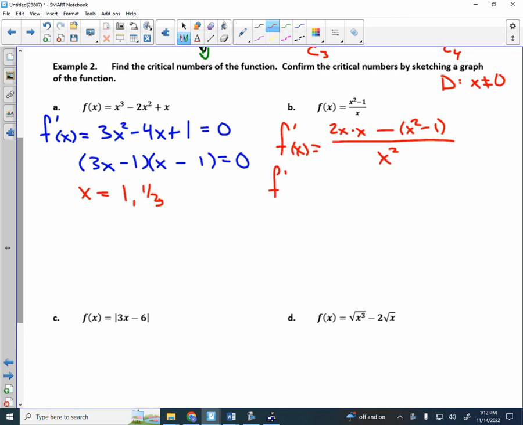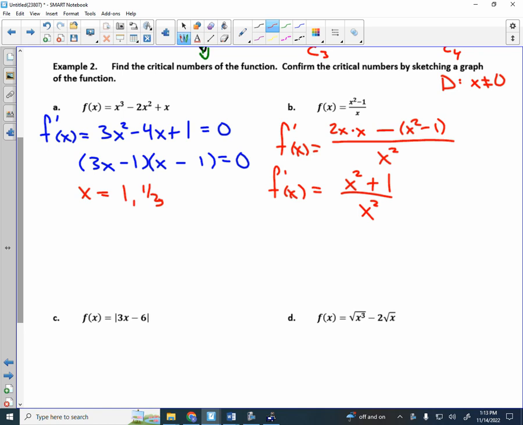So f prime of x is equal to, in the top I get what? 2x squared minus x squared would be x squared. And then it would be plus 1 over x squared. So when I look at something like this, it's a little bit new. I want to look at where the top is equal to 0, because that's where the derivative would be equal to 0. I want to look at where the bottom is equal to 0. That's where it would be undefined. Where's the bottom equal to 0? And that's not part of our domain anyway, is it? So we're not going to list that.